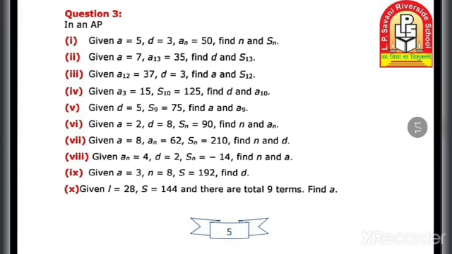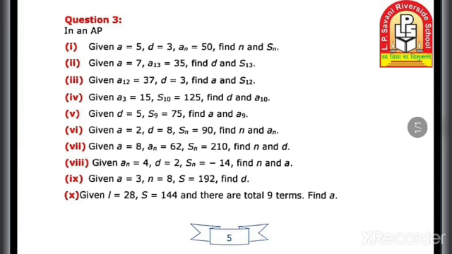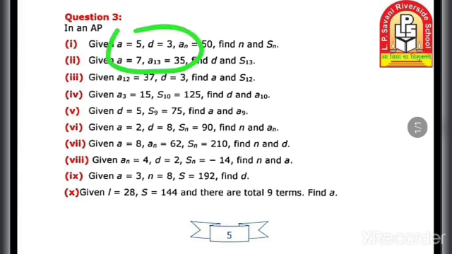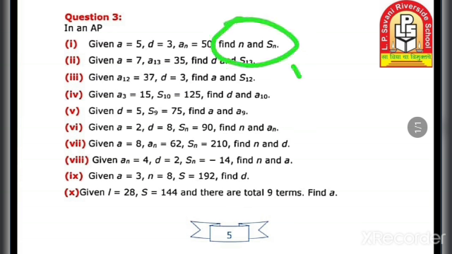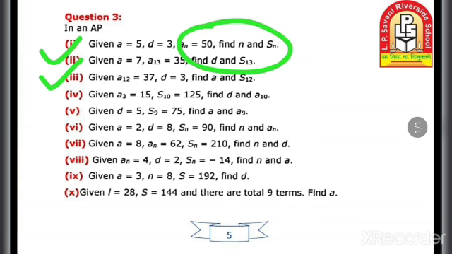In question number 3, in an arithmetic progression you have to find... Here A is given as 5, D is equal to 3 and An is equal to 50. You have to find the value of n and Sn from the equation. This is the same as the previous example. So solve this example with A equal to 5 and D equal to 3, and then solve the next example. These two are in your homework.